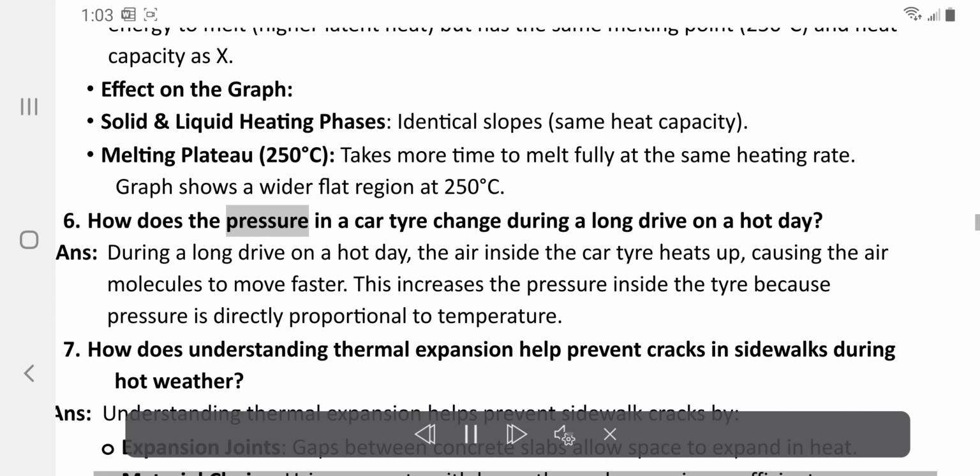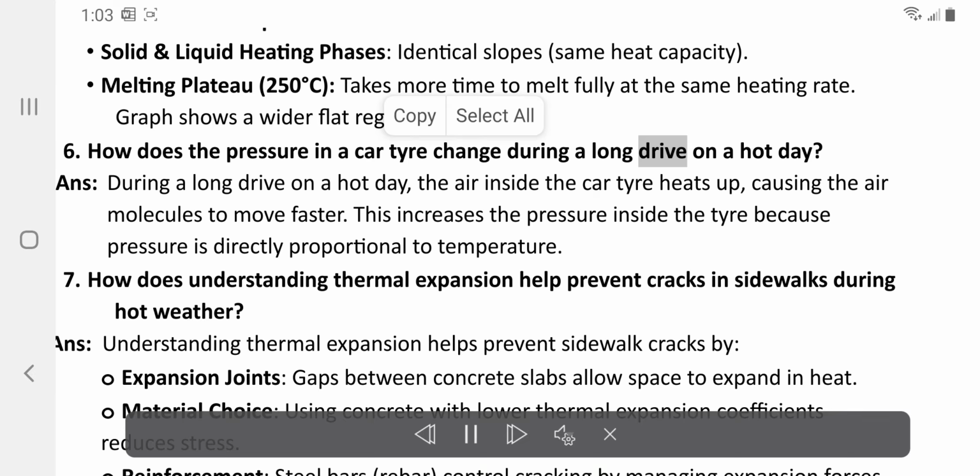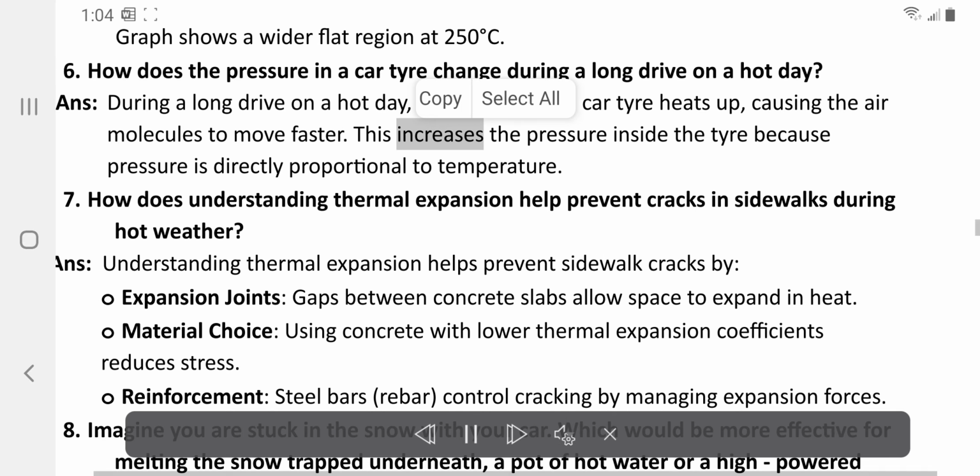How does the pressure in a car tire change during a long drive on a hot day? Answer. During a long drive on a hot day, the air inside the car tire heats up, causing the air molecules to move faster. This increases the pressure inside the tire because pressure is directly proportional to temperature.